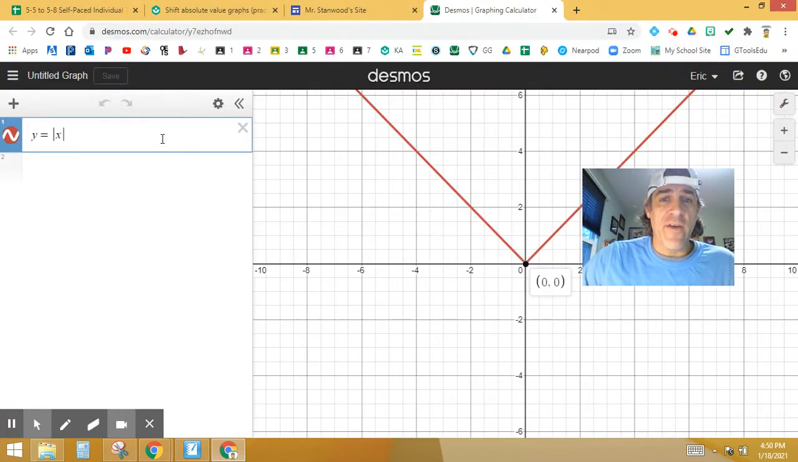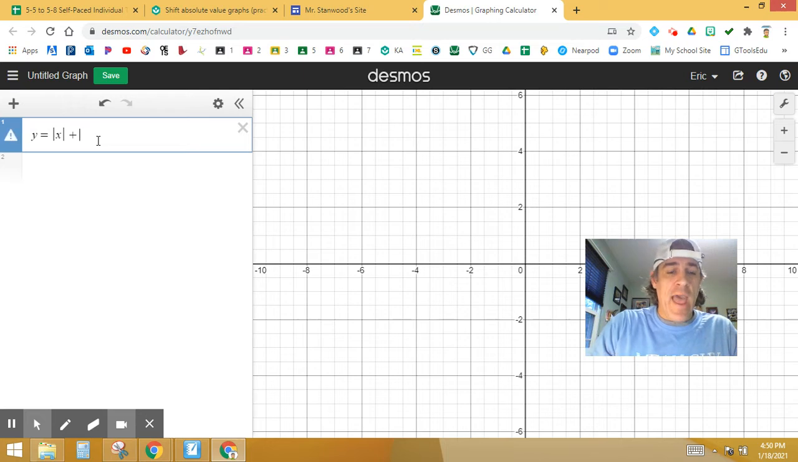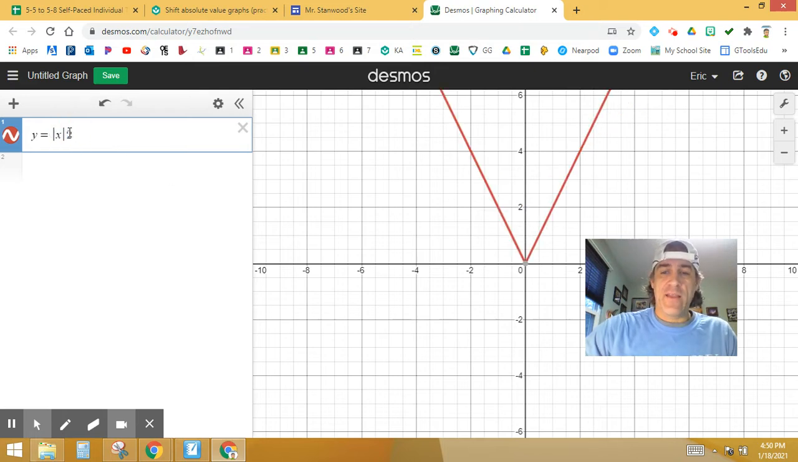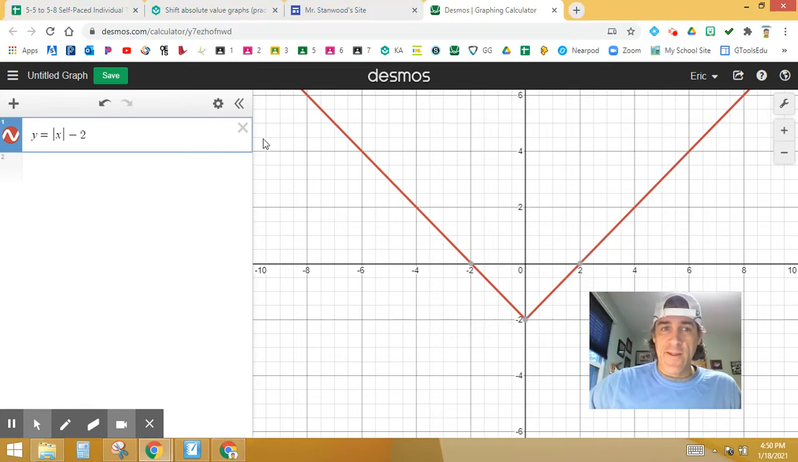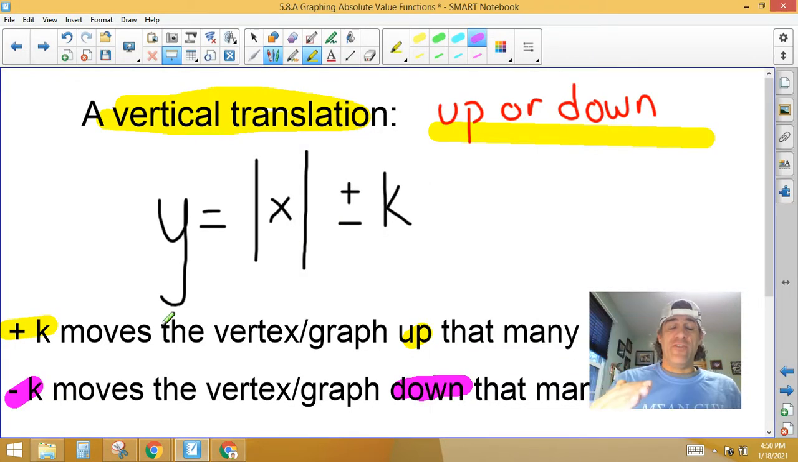For example, if I go back to my graph here and add 2, see how now the vertex is up 2? It went up 2 spaces. Whereas if I were to subtract 2, it went down 2 spaces. So that is a vertical translation, when you add or subtract outside the absolute value bars.